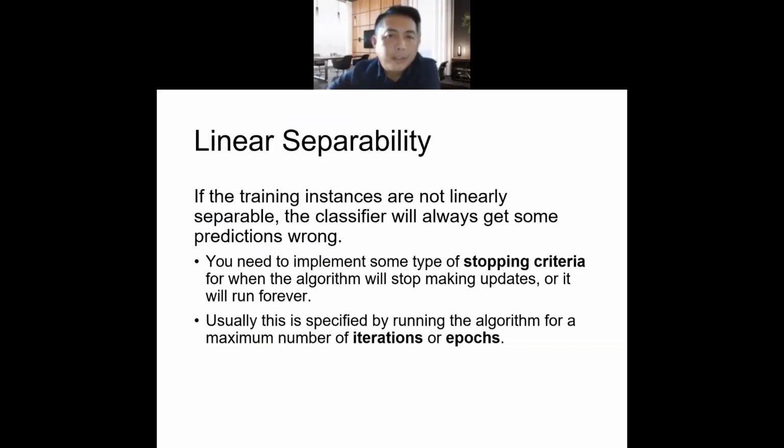Like I mentioned just now, for those training instances that are not linearly separable, the classifier will always get some predictions wrong. So somehow you need to have a stopping criteria, sometimes called the maximum number of iterations or epochs. You must be able to specify how many iterations you want to perform the updating of the weightage, the number of epochs.